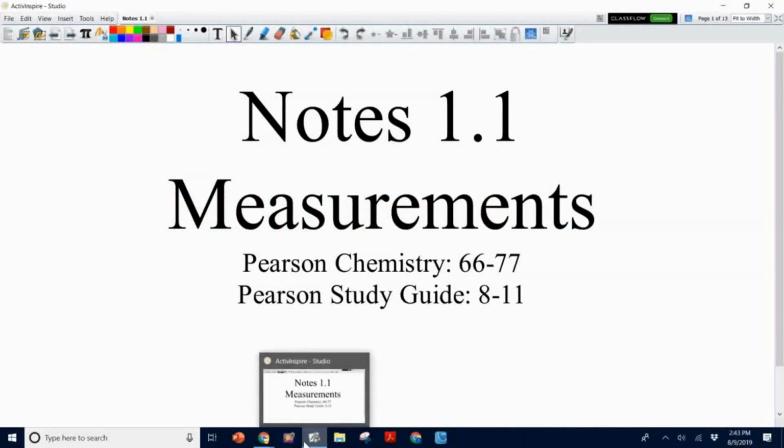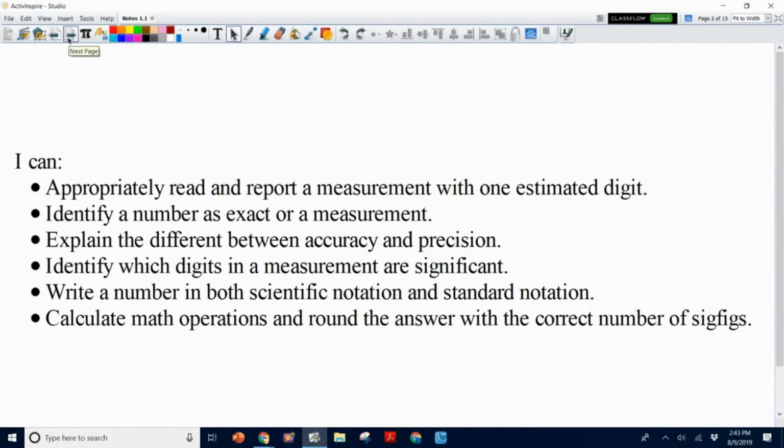These are notes 1.1 on measurements, and in your book, this is going to be pages 66 through 77, and in your study guide, pages 8 through 11. All right, so for these notes, we have some objectives here. So if you want to pause and write these down, and then once you get them written down, you can start again.